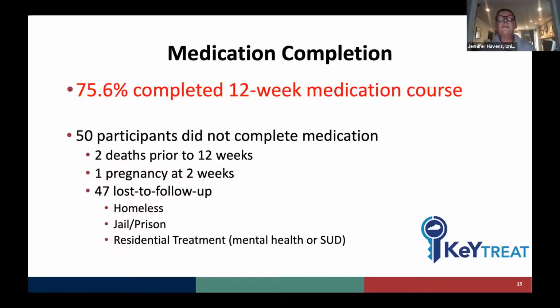In terms of getting folks through the 12 weeks of medication, about 3/4 have made it through all 12 weeks. One of the things we're interested in is who are the people that don't make it through? We've had 2 deaths prior to 12 weeks. Both of those, unfortunately, were overdoses. We've had 7 deaths total, all unrelated to the medication. We had, again, that one pregnancy I mentioned, and then 47 lost to follow-up. We had a homeless shelter that actually ultimately shut down. We had quite a few folks come in from there. They were very hard to keep track of, and we ultimately lost track of some of those folks.